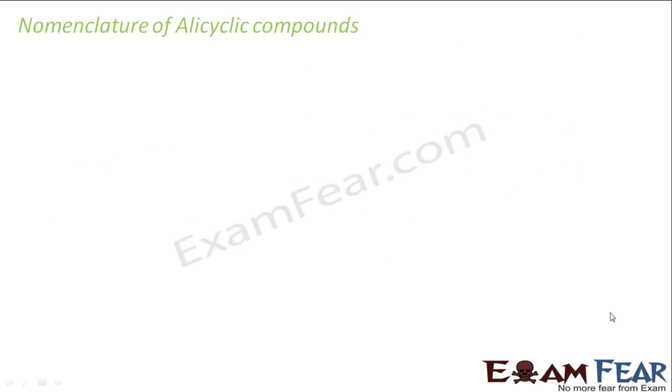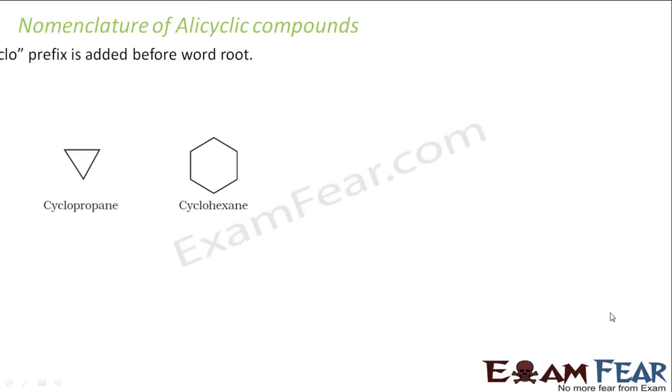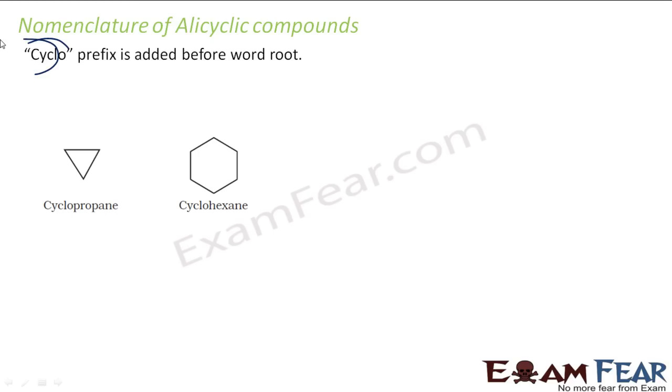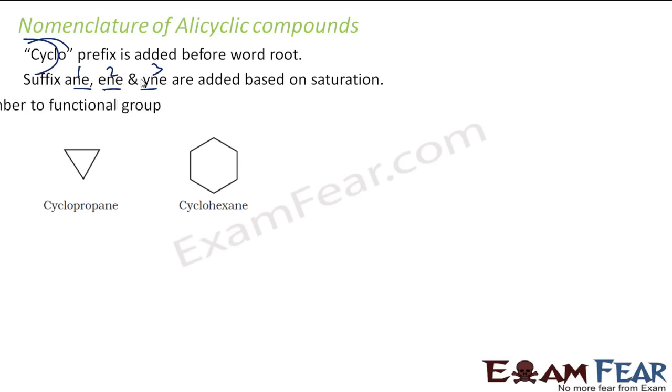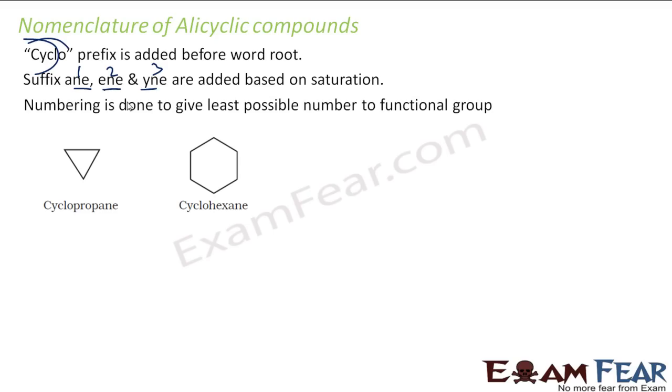Let's understand the nomenclature of alicyclic compounds. Here the prefix "cyclo" is used before the word root because it is a ring chain, and "ene" is used based on saturation, depending on whether it is a single bond, double bond or triple bond. And the numbering is done in such a way as to give the least possible number to the functional group.